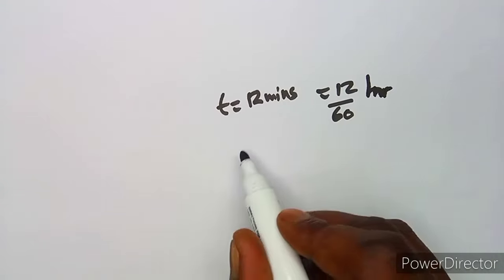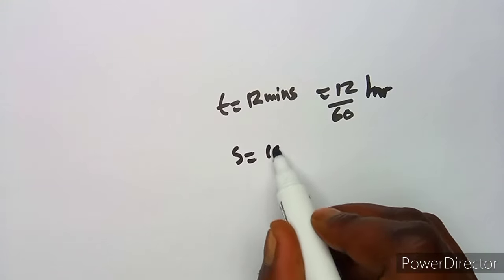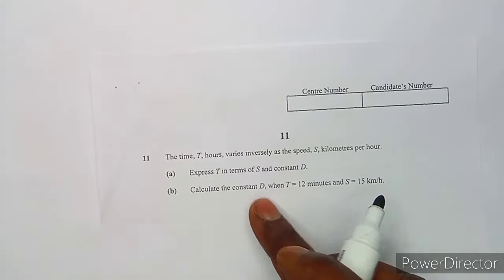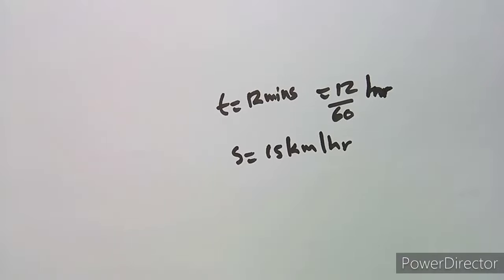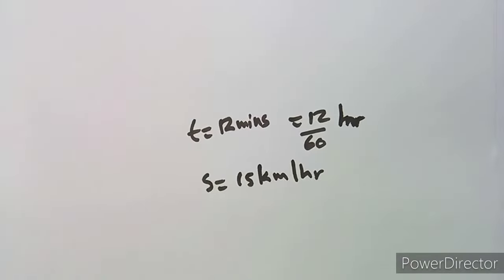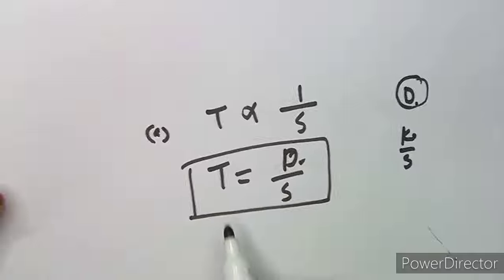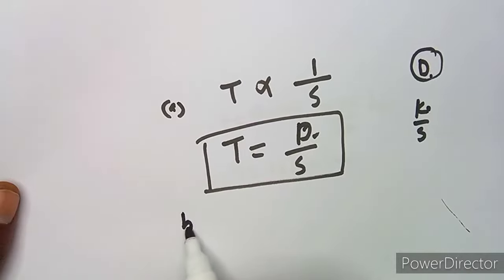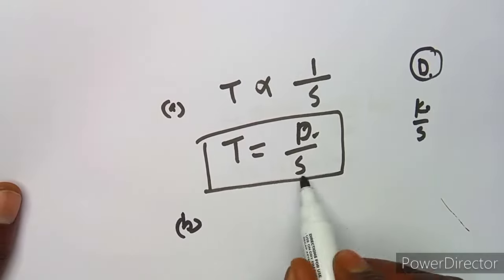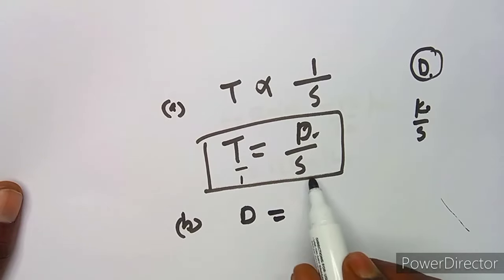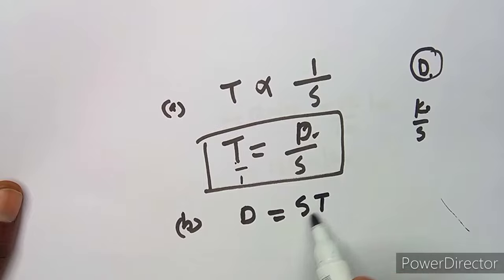So you can reduce it, it's fine. Then your s is 15 kilometers per hour. These units are actually fine. So let us find our d. To find our d, guys, remember we wrote this here. T is equivalent to this, so to find d, we can simply cross multiply here. So 1 times d, that is d, s times t, which is st.